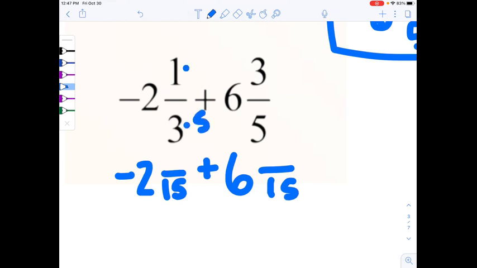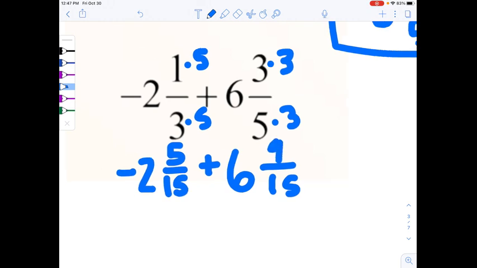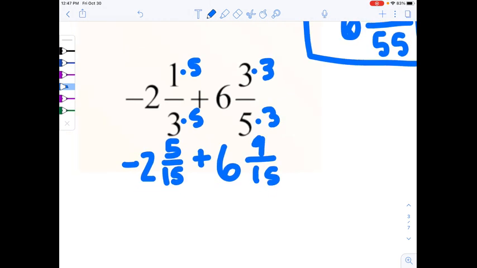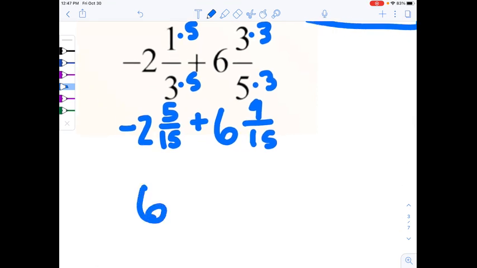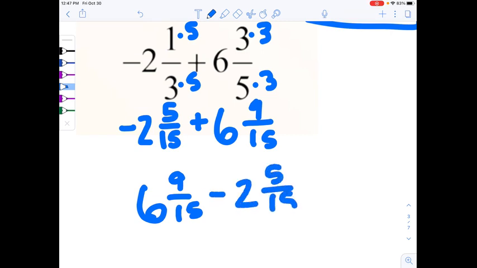3 times 5 is 15, which means I have to multiply 1 by 5, which is 5. And then 5 times 3 is 15, so I multiply 3 by 3, which is 9. Now, since they have different signs, I'm going to subtract. I'm going to take 6 and 9/15 plus, or I should just say minus, 2 and 5/15.